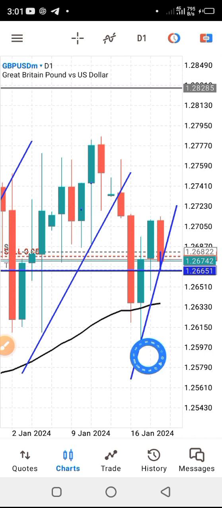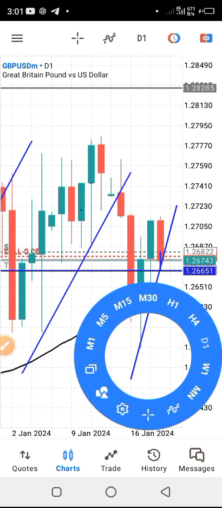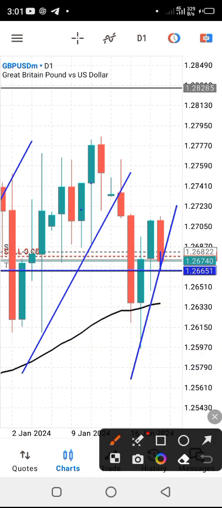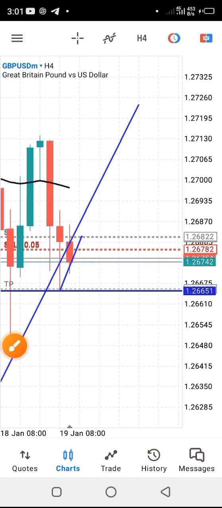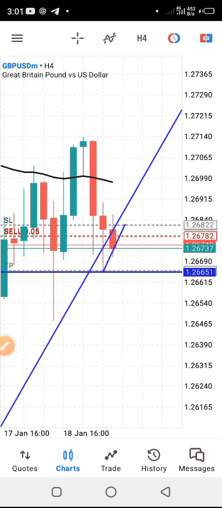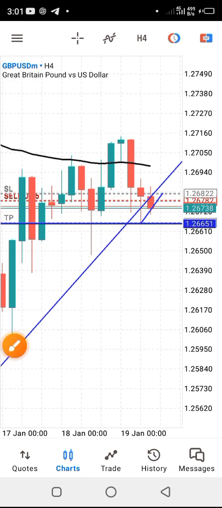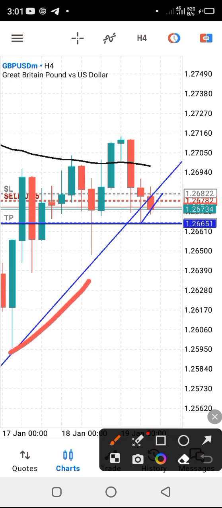So I go to my 4-hour time frame. So you're going to see this other trend line now. This one, you see it on the 4-hour time frame. For H, I went to H4. Okay, so this is that H4 trend line. This one here is the H4 trend line.